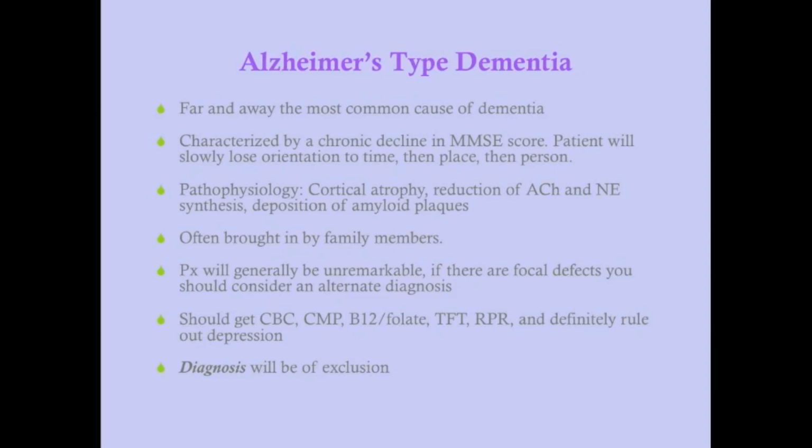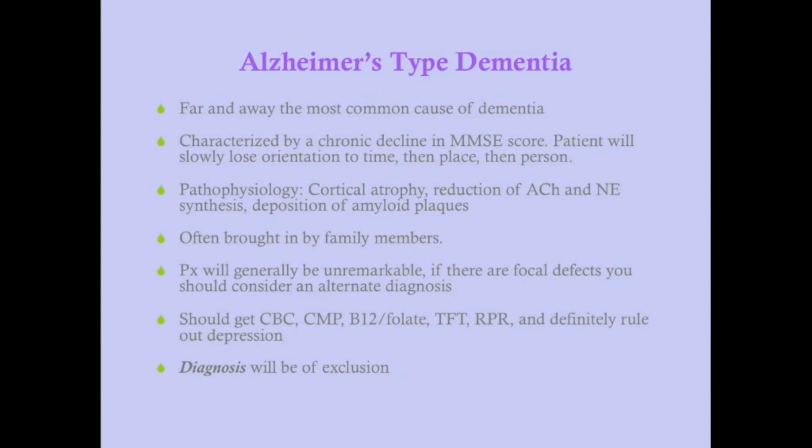So we're first going to start out talking about Alzheimer's dementia. Alzheimer's is far and away the most common cause of dementia. It's way over half of patients presenting with dementia. And it's characterized by a chronic decline in MMSE score. So the patient slowly loses orientation, and it's very slow. The thing about Alzheimer's is there's really no other symptoms. It's really just dementia. There's nothing really else going on.